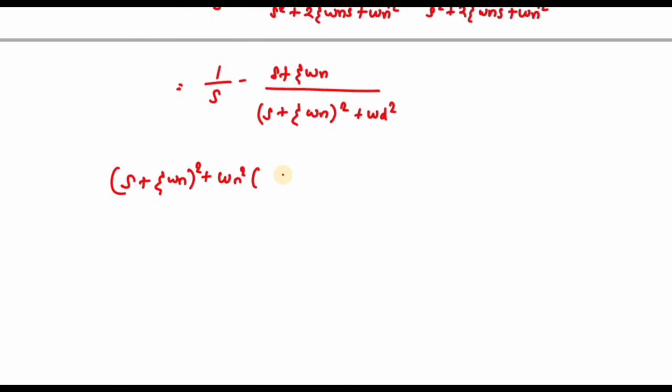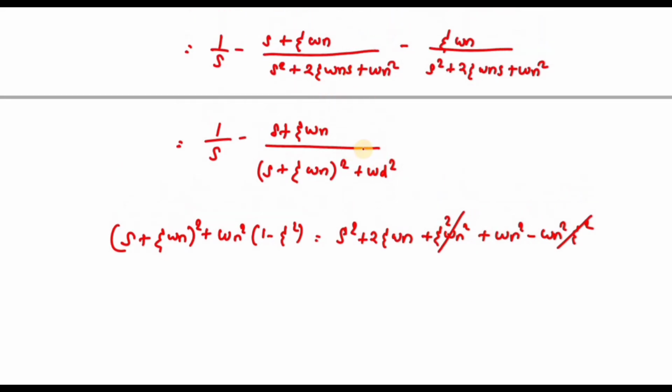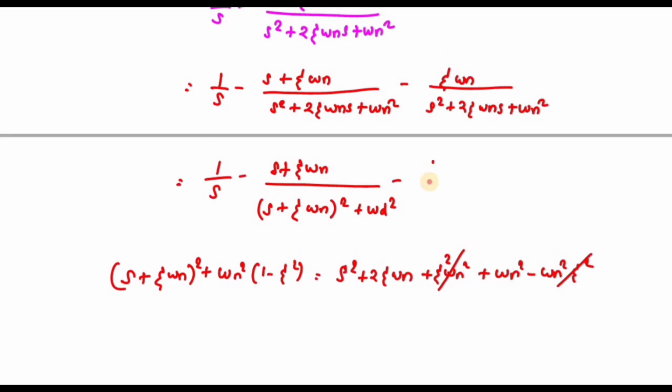So you can see this is in terms of (a plus b) the whole square, so you apply that formula. Once you apply it, you get this one plus omega n square minus omega n square damping factor square, so these two get cancelled out, and you get the denominator value. So I can write it like this: minus damping factor into omega n divided by (s plus damping factor omega n) the whole square plus omega d the whole square. Now I can take the inverse Laplace transform.